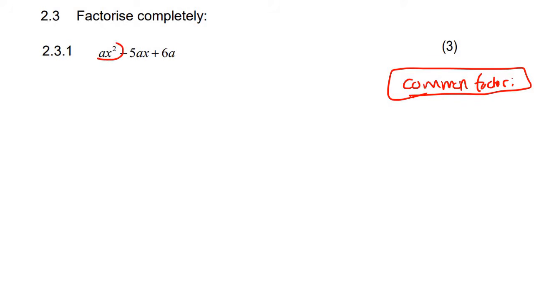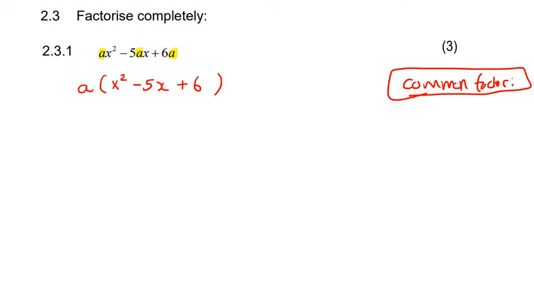So what you're going to do is you're going to look at these three terms. Is there anything common in all three of them? Well, yes, they all have an A. Nice. So we're going to take that out as a common factor. And then what would you be left with? Well, you'd be left with x squared in the first term, minus 5x in the second term, and plus 6 in the third term. Now, don't stop.